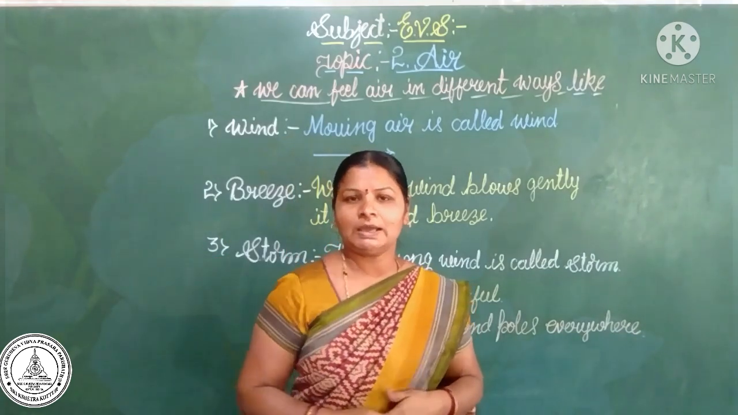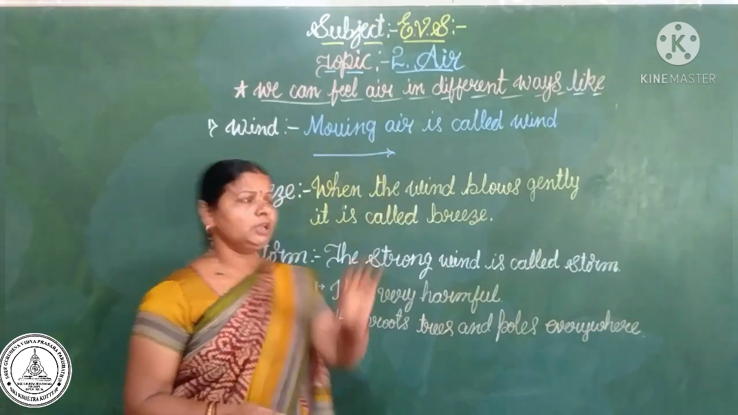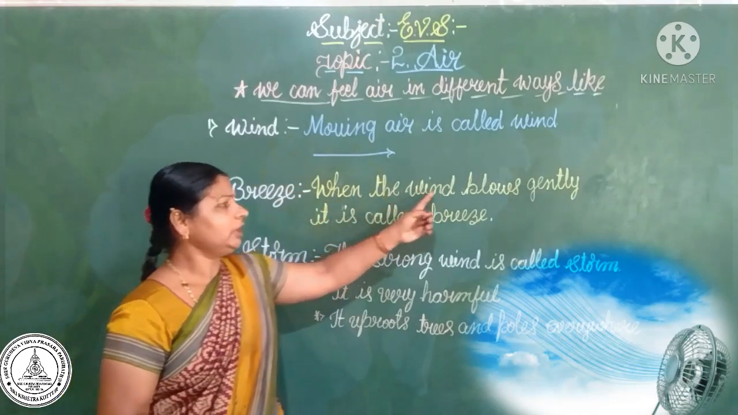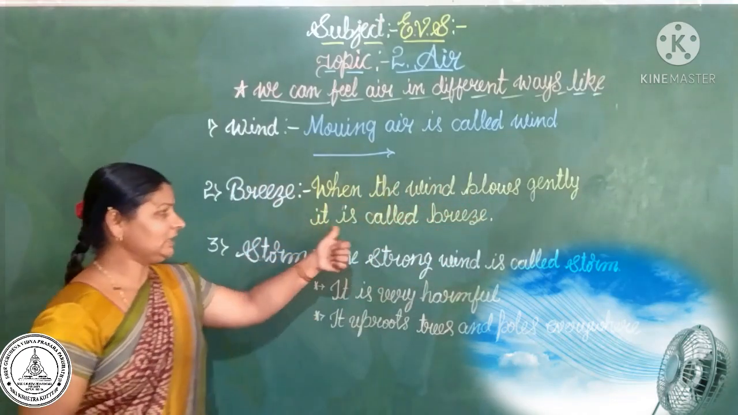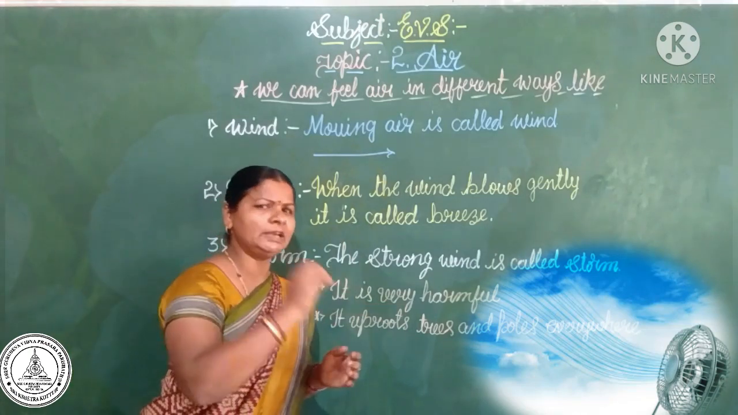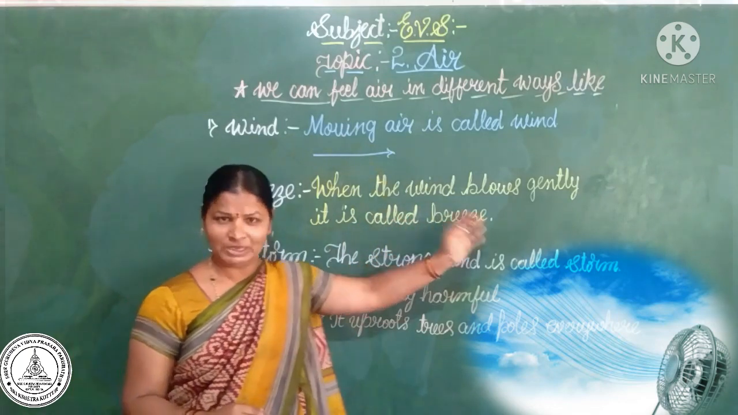So that is the best example for the wind. Okay, so next one is breeze. When the wind blows gently, it is called breeze. When the wind blows gently, slowly, that is called breeze.